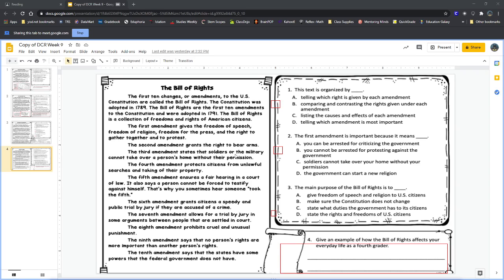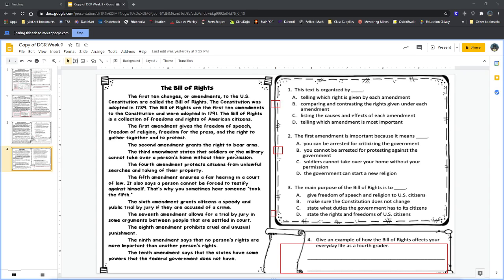What do we think after reading this? How did they put it in order? How did they decide what to say first and then after that and after that? Was it by telling which right is given to you by each amendment, so going amendment by amendment? Was it by showing how each amendment is different and how they are the same? Was it by listing causes and effects? Or was it by telling us which one is the most important, and then the second most, and then the third, and then the fourth most? How do you think they put this in order?